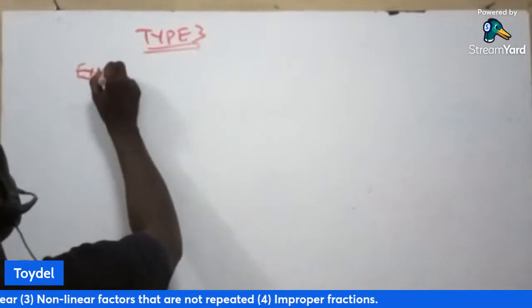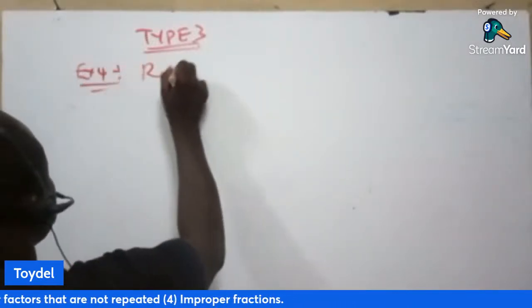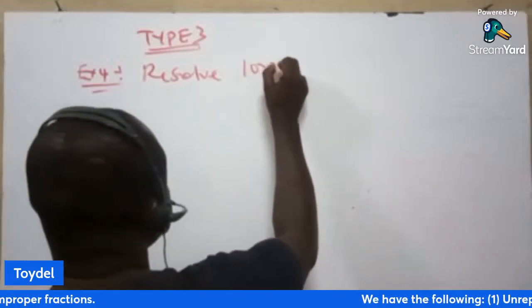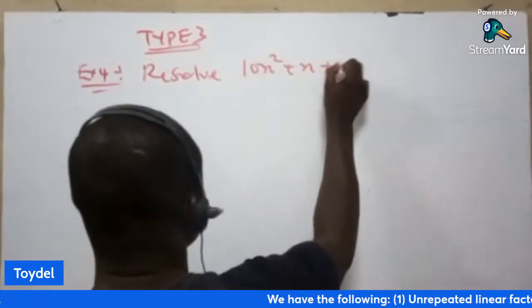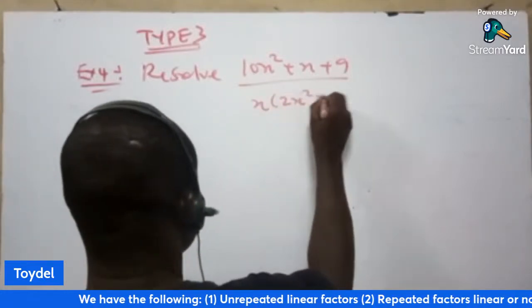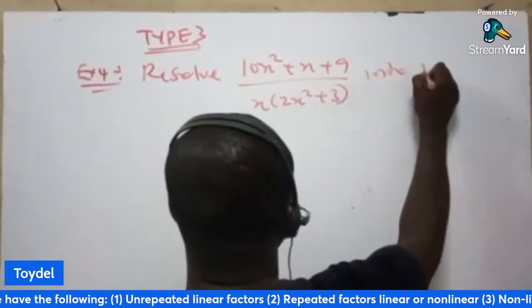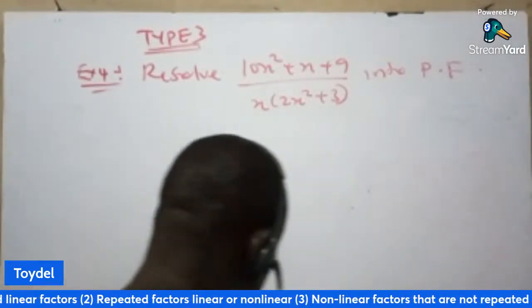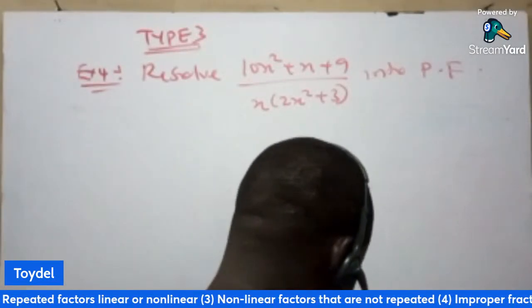Let's say example 4. I'll say resolve this example under type 3. Resolve 10s squared plus x plus 9 all over x into 2x squared plus 3 into partial fraction.